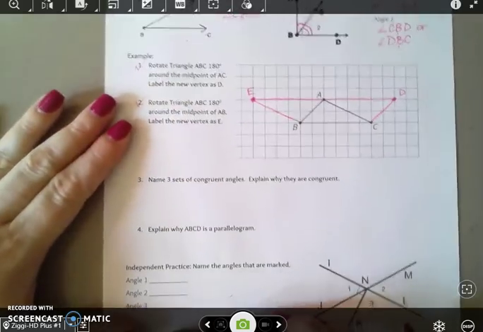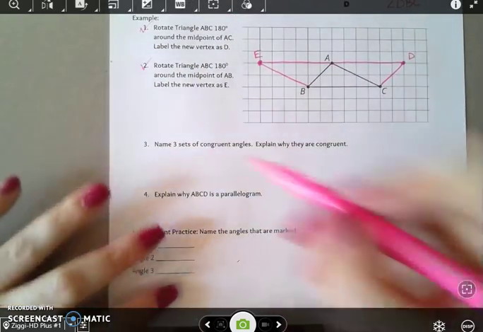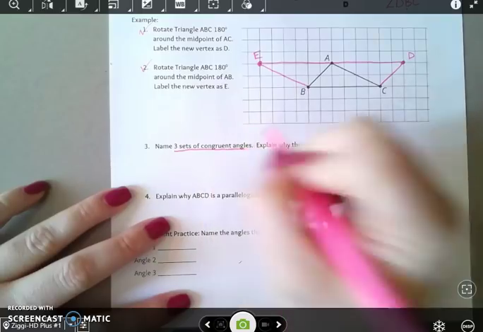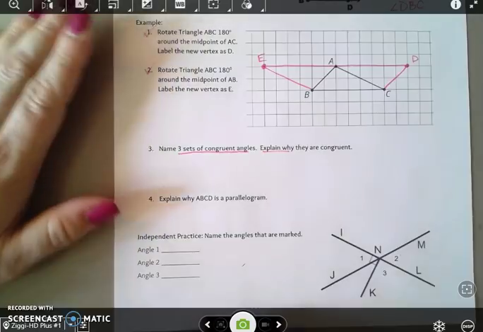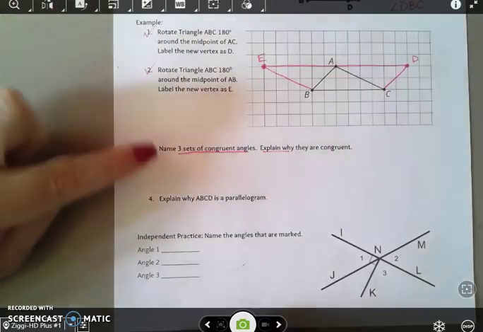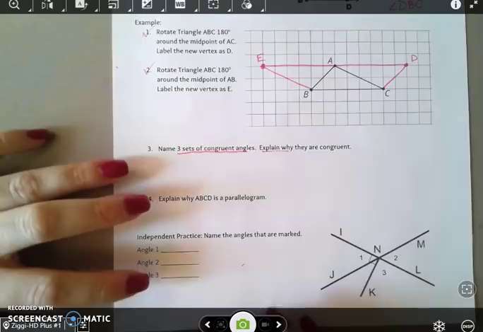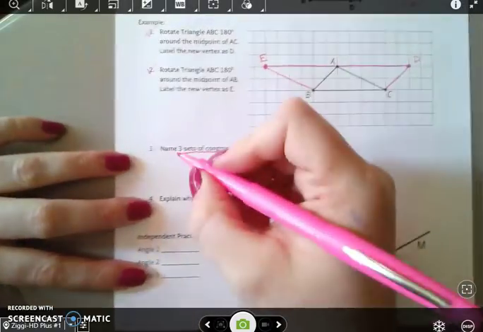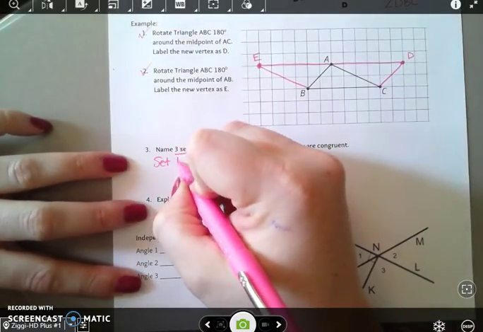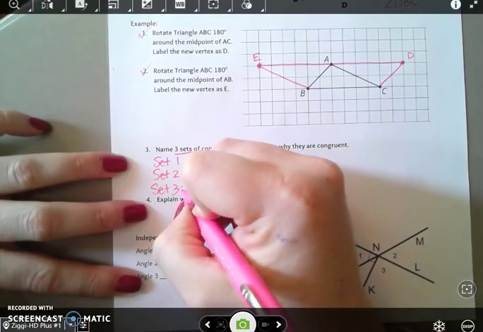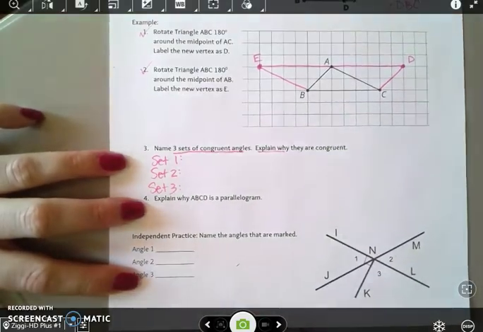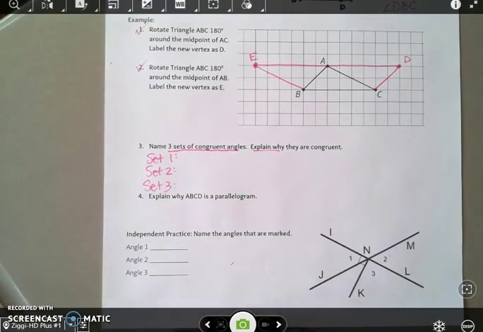Now, look at number 3. Number 3 says we need to name 3 sets of congruent angles. Remember that congruent means they're the same angle. They would have the same measure. And we need to explain why we know they're congruent. Since I need 3 sets, let's go ahead and write set 1, set 2, set 3. That way we don't accidentally forget one of the 3 sets.